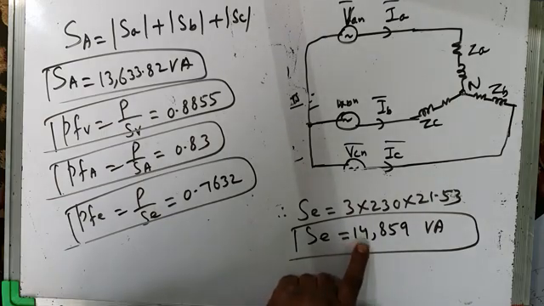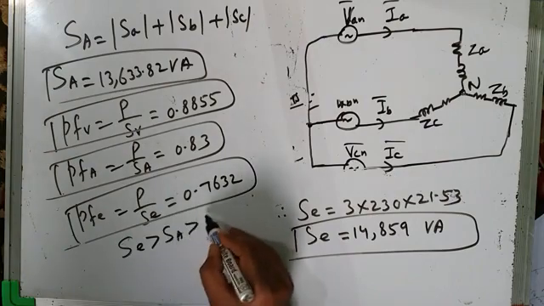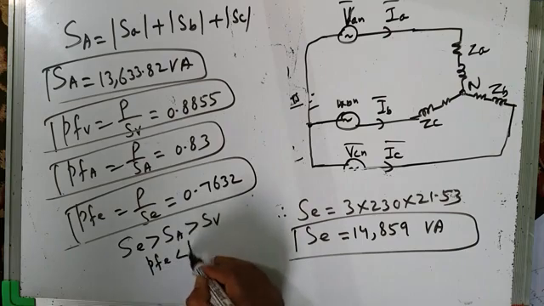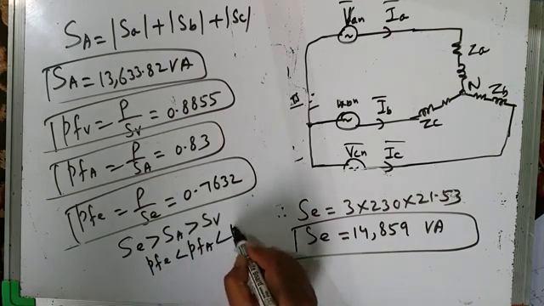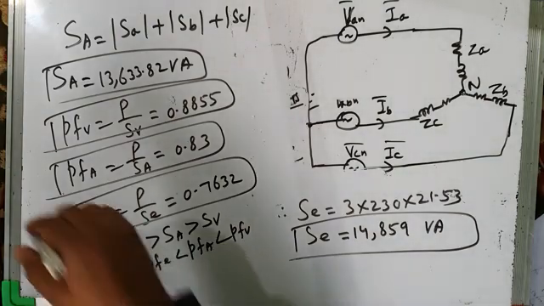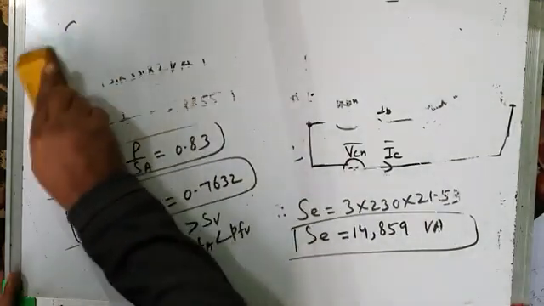Effective apparent power is greater than arithmetic apparent power, which is greater than vector apparent power. Effective power factor is less than arithmetic power factor, which is less than vector power factor. So this problem also explains an unbalanced system and how to find these different types of apparent powers and corresponding power factors and their physical significance, their meaning. I hope these 2 numerical problems will clear all your doubts.